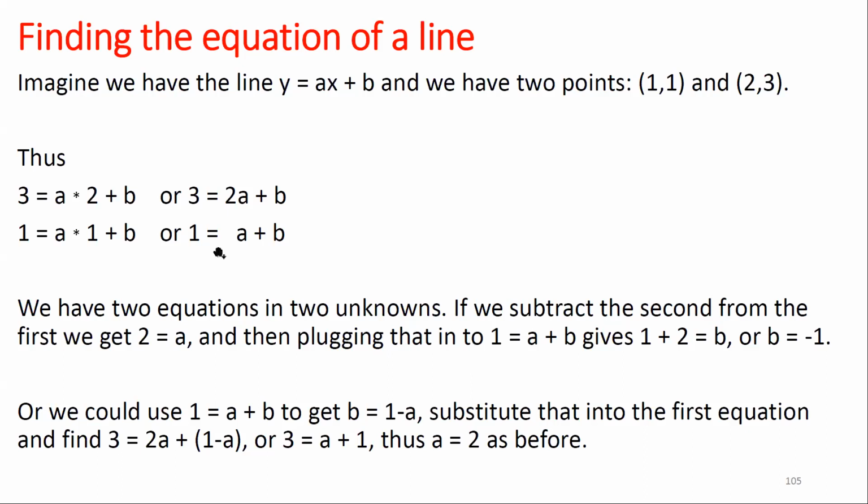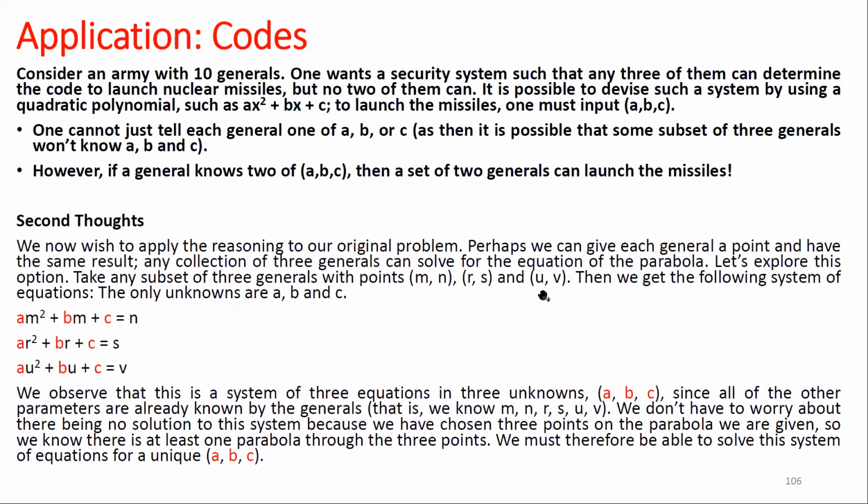Another thing we could do is you can say, well, if 1 equals a plus b, we can solve for b. b is just going to be 1 minus a. We substitute that into the first equation, we get 3 is 2a plus 1 minus a, or 3 is a plus 1, and not surprisingly, we get the same answer as before, a equals 2. So if we can solve systems of equations, which we know how to do, we can actually determine the a and the b. So if we continue, the same thing applies for the case with the generals.